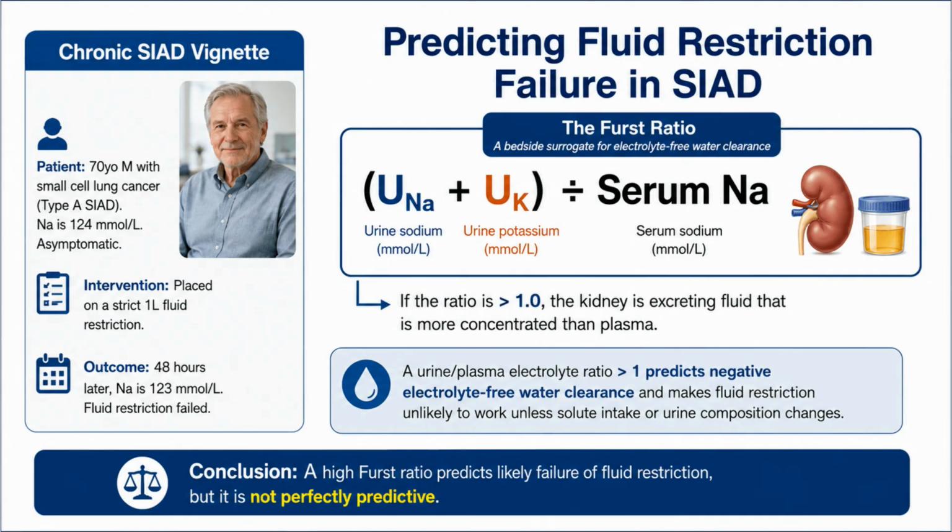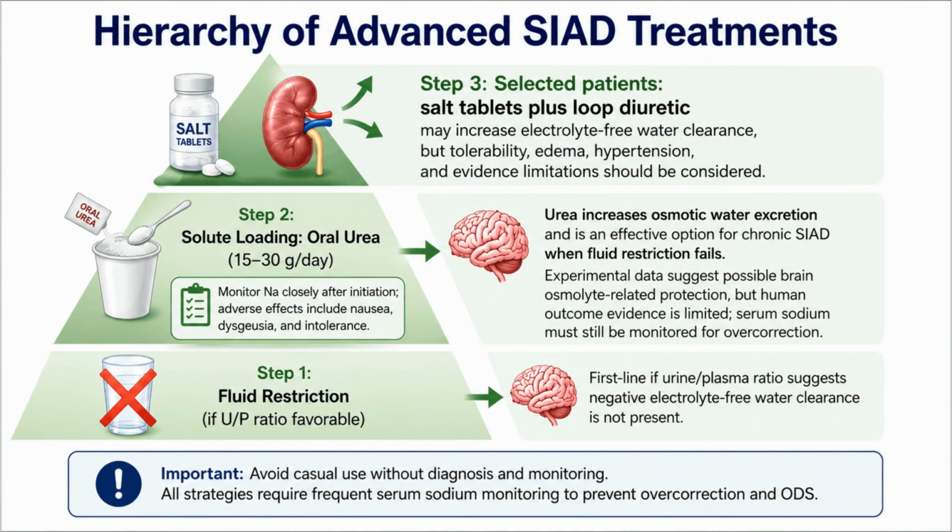That sets up the treatment hierarchy. Chronic SIAD treatment should be stepwise and monitored. First, fluid restriction is reasonable when the urine to plasma electrolyte ratio is favorable and symptoms are not severe, but it often fails, and adherence is difficult.